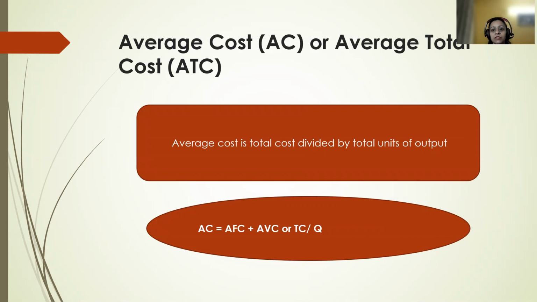Average cost, which is also known as average total cost, is the total cost divided by the total units of output. Average cost is equal to the summation of average fixed cost and average variable cost. Alternatively, we can arrive at average cost by dividing total cost by the quantity produced.